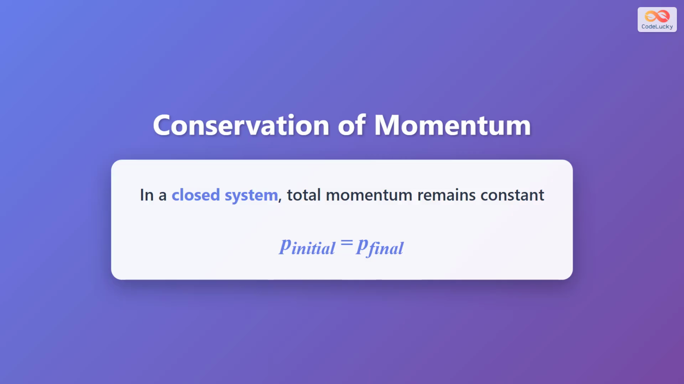One of the most powerful principles in physics is the conservation of momentum. In a closed system, where no external forces act on the objects, the total momentum remains constant. This means that the initial momentum before an interaction equals the final momentum after the interaction. This principle helps us analyze collisions and explosions.